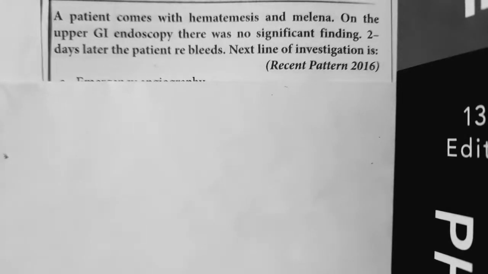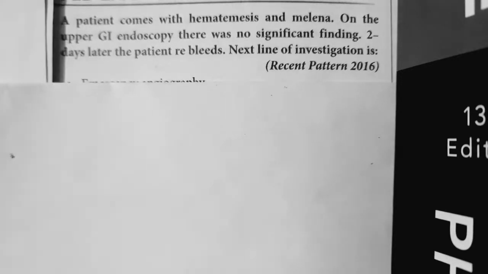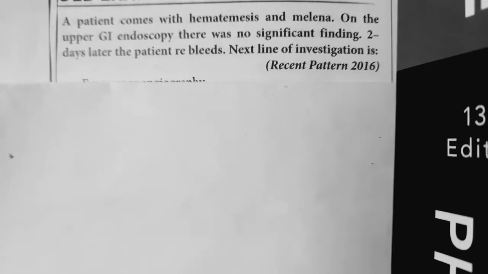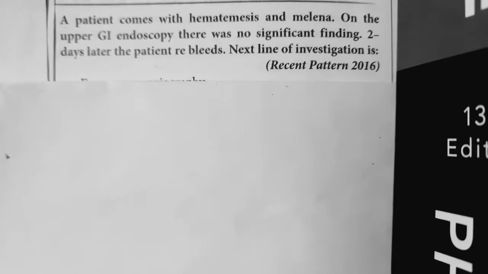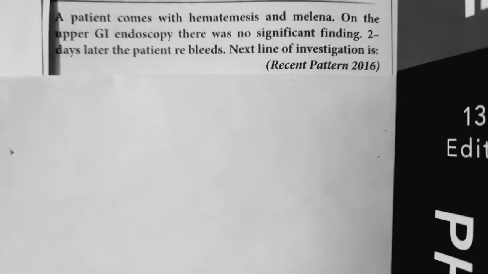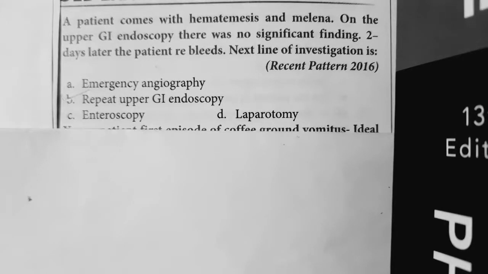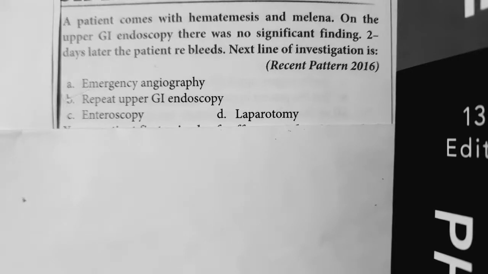MCQ session of stomach. Question number 1. A patient comes with hematemesis and melena. On upper GI endoscopy, there is no significant bleeding. Two days later, the patient rebleeds. The next line of investigation is, if there is rebleeding, then now you should find where the bleeding is occurring. What is the site of bleeding? For this, we should do a repeat GI endoscopy and find the cause of bleeding in the first place.